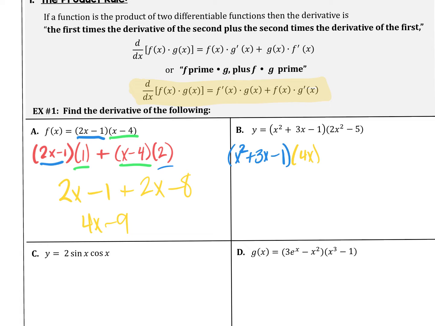Okay. All right. So then now we take the second part, which is 2x squared minus 5, times the derivative of that first part, which is what? Hold on. 2x plus 3.